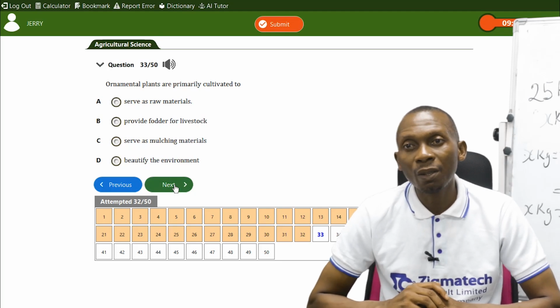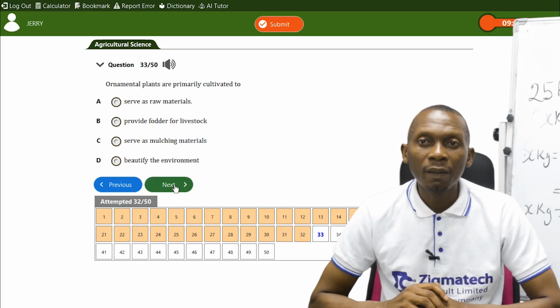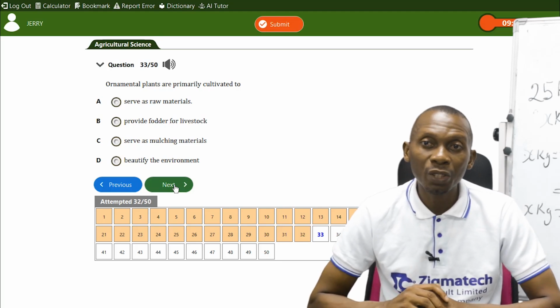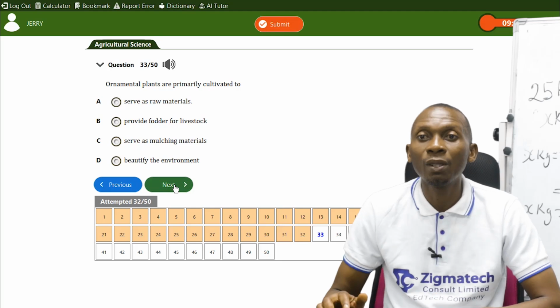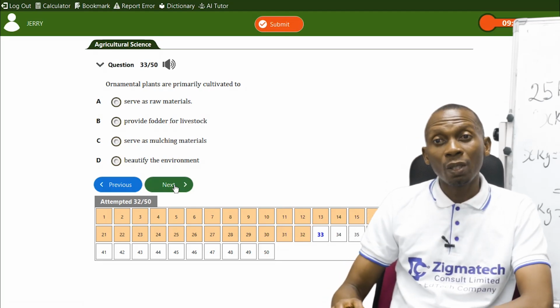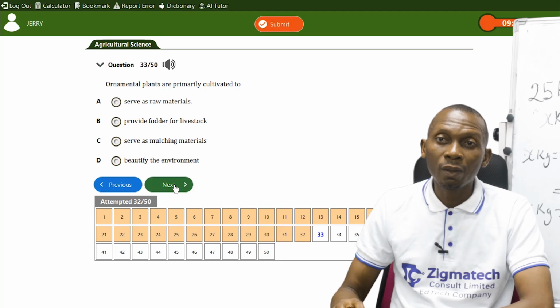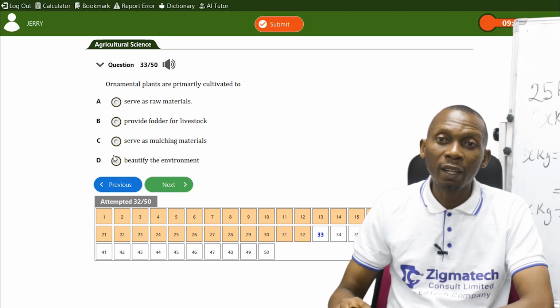Ornamental plants are primarily cultivated to serve as raw materials, provide fodder for livestock, serve as mulching materials, or to beautify the environment. Ornamental plants are actually cultivated to beautify the environment. So the answer is D.